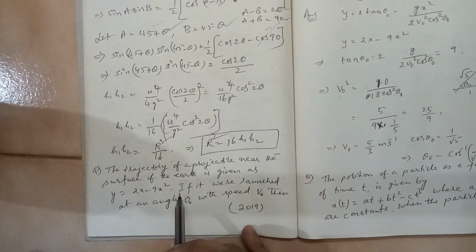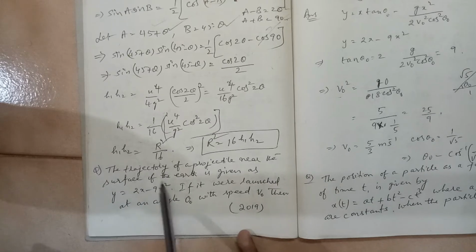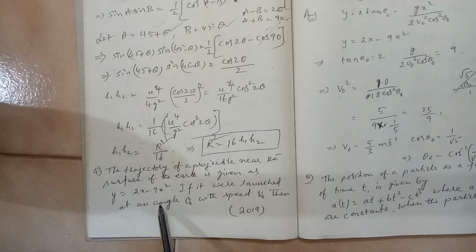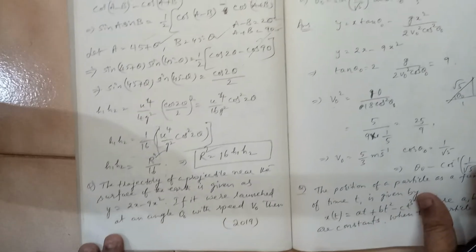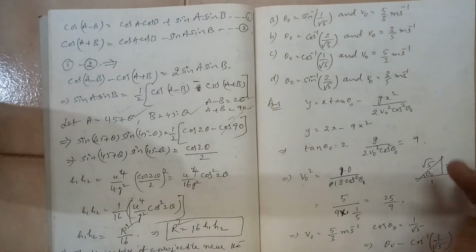Let us see this question. It has appeared in 2019 JEE. The trajectory of a projectile near the surface of the earth is given by y equals 2x minus 9x square. If it were launched at an angle theta 0 with speed v0, then out of these four options we have to find out what is the angle and what is the velocity.